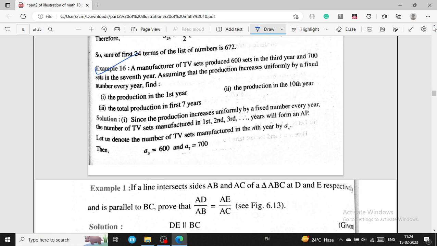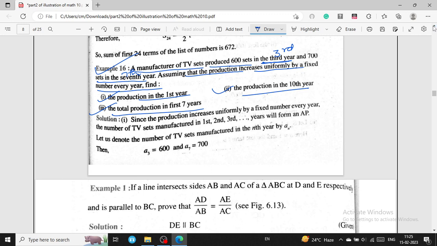In this example, we are given that a manufacturer of TV sets produced 600 sets in the third year and 700 sets in the 7th year, assuming that production increases uniformly by a fixed number every year. We have to find the production of the first year, second the 10th year production, and then the total production in the first 7 years.